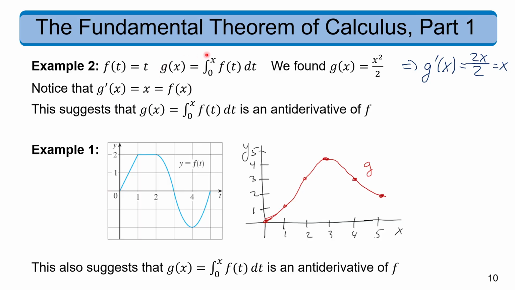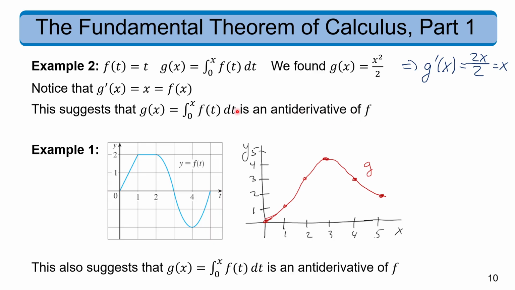And notice that g is a particular integral of f where the right endpoint is this variable x. So by defining g as this particular integral of f, it turns out that g prime equals f itself. That's the definition of being an antiderivative of little f. So basically we're saying this particular definite integral where the right endpoint is a variable x is an antiderivative of little f.